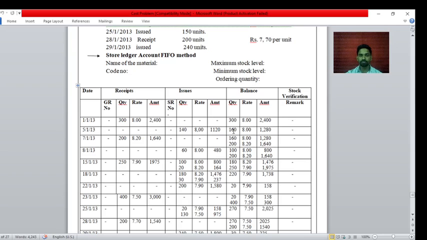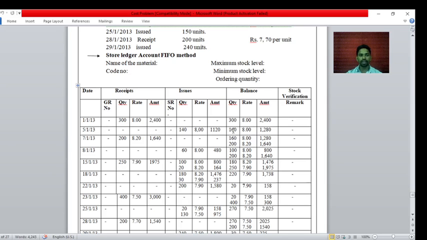Now we have to record the balance. How did the balance come? Out of this 300, they issued 140. It means the remaining out of the first lot is 160 units, 160 units at the rate of 8, 1280. Is it clear? Now it is closed here.